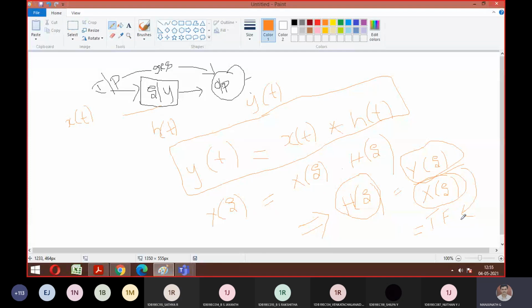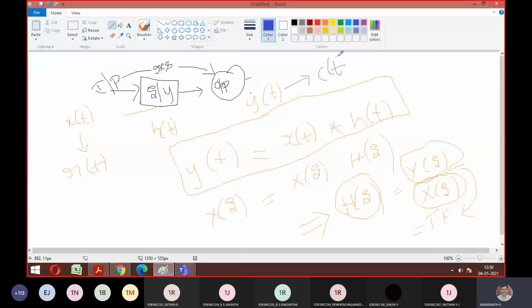Yes, sir. So x of t, h of t, y of t, this is the denotation I made in general. With respect to your syllabus, they are going to represent x of t as r of t, nothing but the input only. Okay, let me change the color. Then your y of t response is going to be treated as c of t, because you will be knowing these terminologies in the syllabus. So you should know the equivalent.